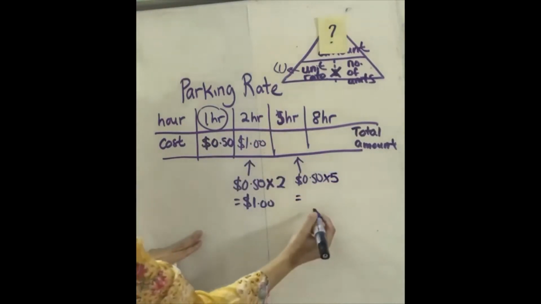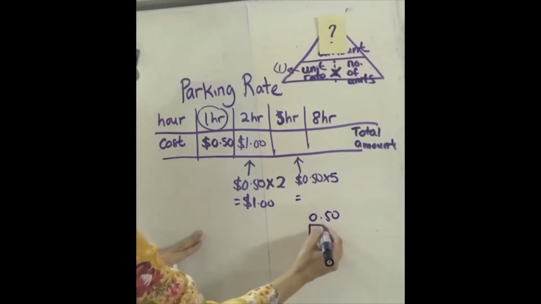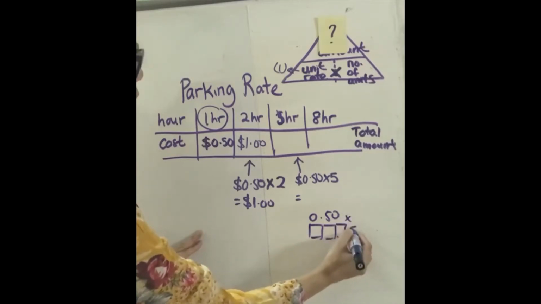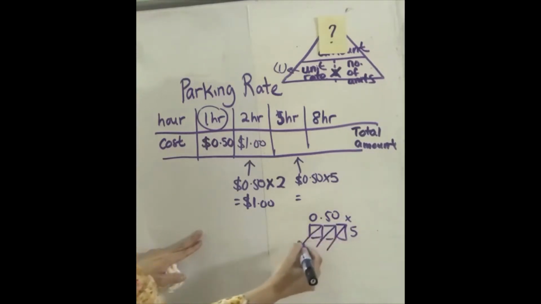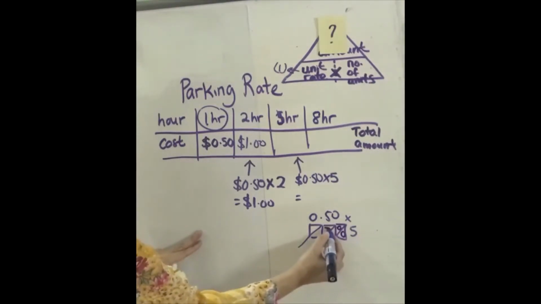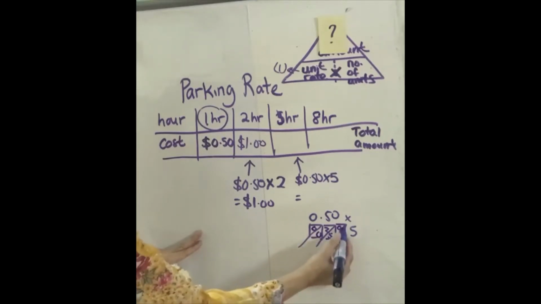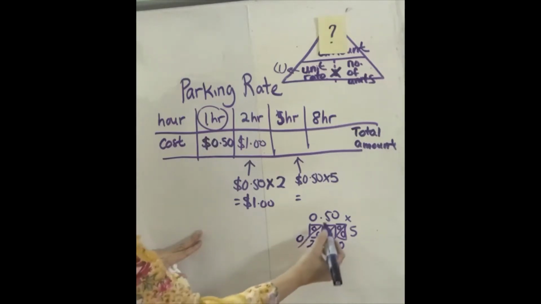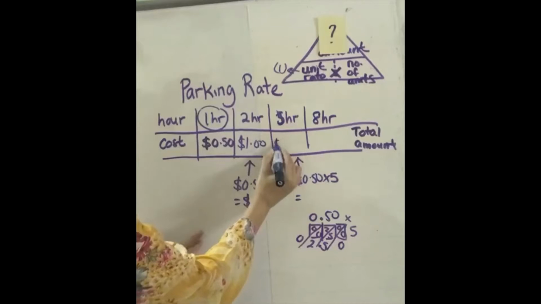So you can work it out. You can do it this way. Times by 5. Okay, times by 5. This is 0. This is 25. This is 0. So you get 0, bring down 5, bring down 2, and 0. Now the decimal goes straight down. So it's $2.50.